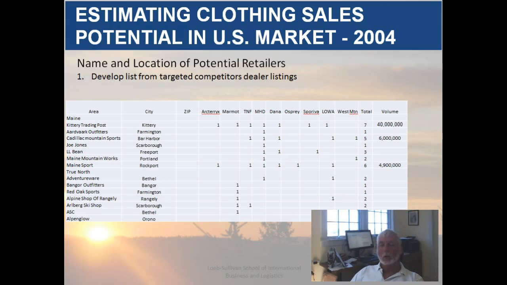So I took the names across the top. Arc'teryx, Marmot, the North Face, and Mountain Hardwear are clothing manufacturers, and I was selling clothing similar to those four manufacturers. Dana and Osprey make high-end backpacks, and the company I was going to bring into the U.S. also makes high-end backpacks. Sportiva and Loa make boots. Those are both European companies. They make mountaineering boots, and the company I was going to bring in makes mountaineering boots. And Western Mountaineering makes sleeping bags, and the company I was bringing in makes high-end cold weather sleeping bags.